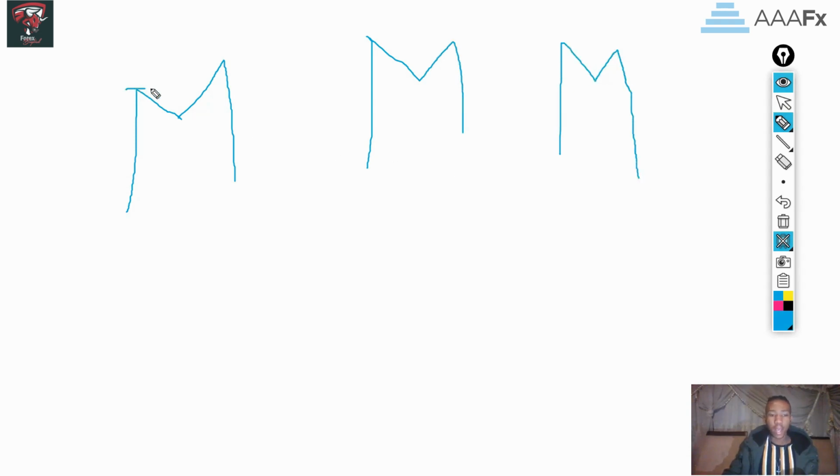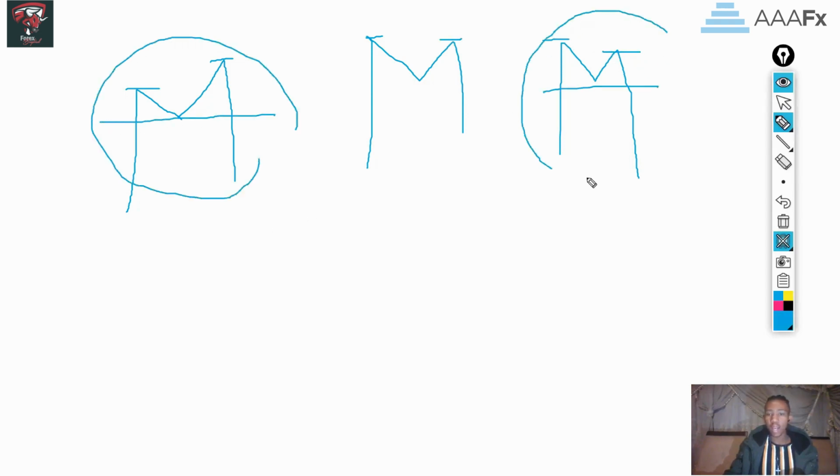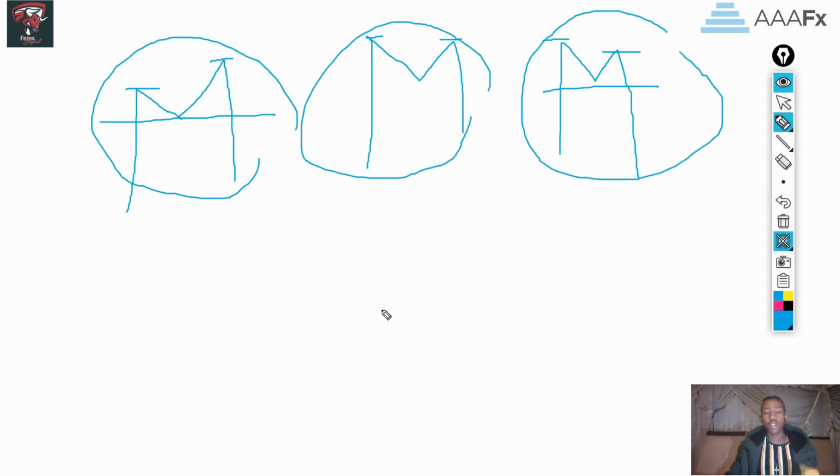What we have here is a high and a higher high. And here we have a high and a high. And lastly, we have a high and a higher low. So both the increasing and the decreasing M are very powerful compared to the normal M right here. So these are three types of M's that actually occur in the market.